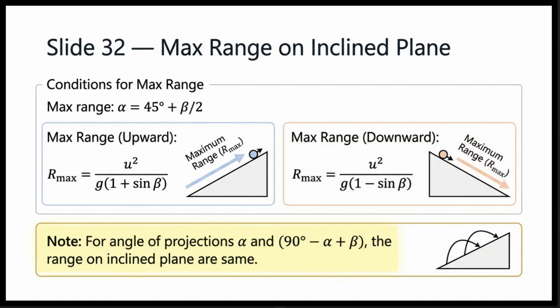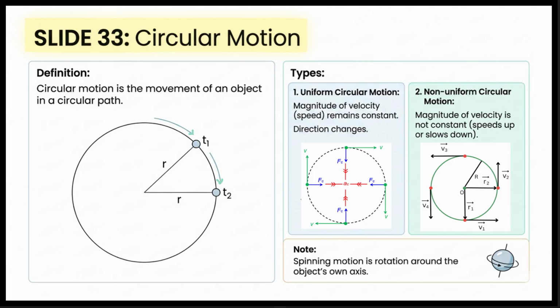Since 1 minus sine beta is smaller than 1 plus sine beta, launching downhill always gives greater range than launching uphill at the same speed. And just like flat ground, complementary launch angles on the incline, alpha and 90 minus alpha plus beta, produce identical range. The diagram shows two different trajectories landing at exactly the same point on the slope. So that covers projectile motion, objects moving in open parabolic paths.